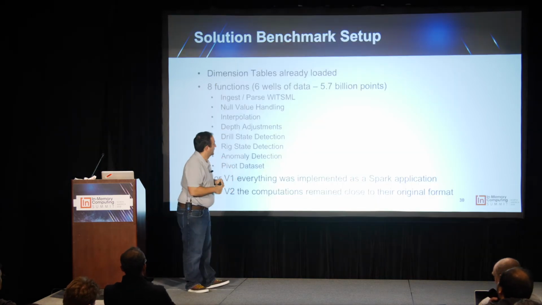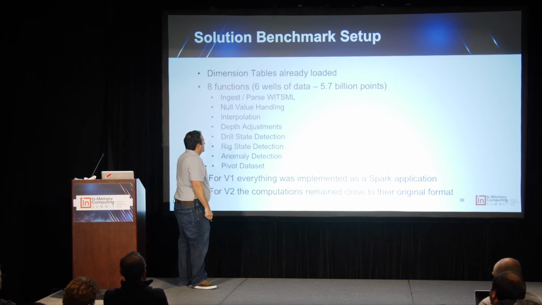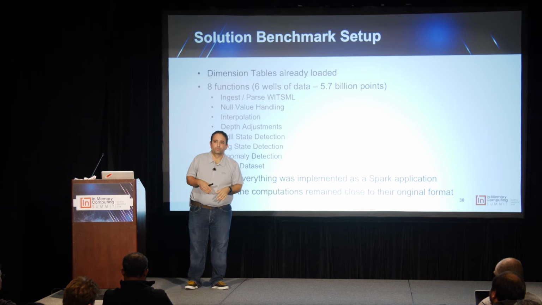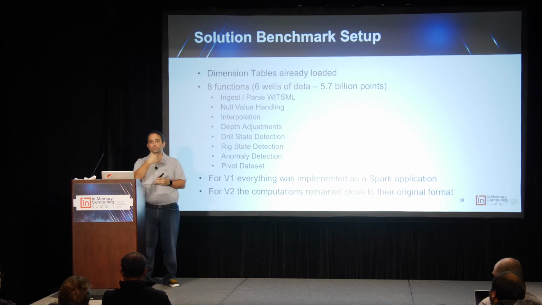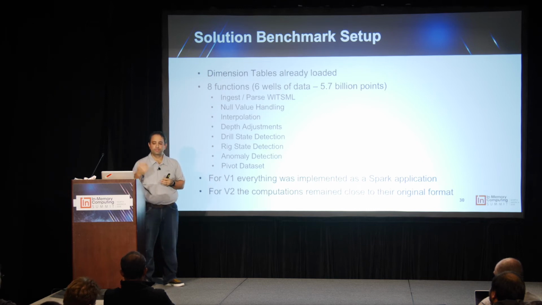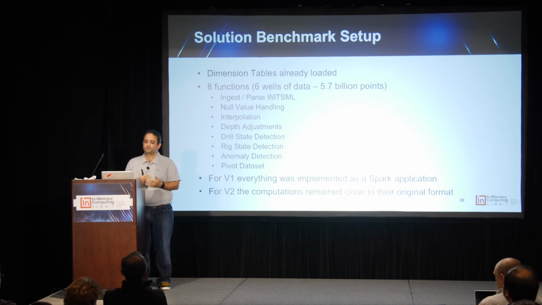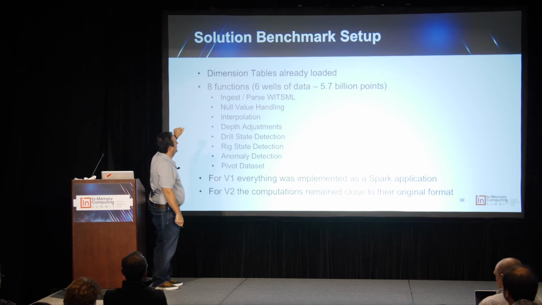So to talk about how we actually benchmarked this thing. We had already had the dimensions tables loaded. The dimensions tables were mostly from those original planned data stores, the well views and such. So we had 8 functions, which was 6 wells of data, and we had 5.7 billion points.